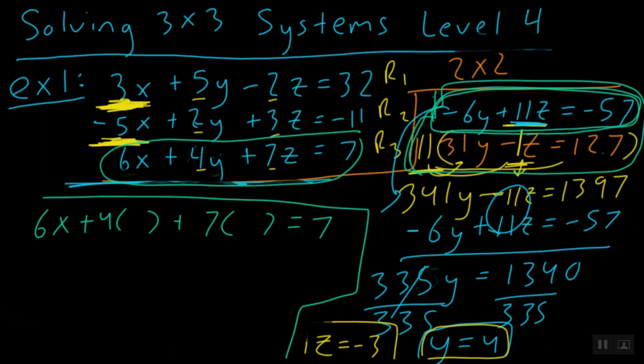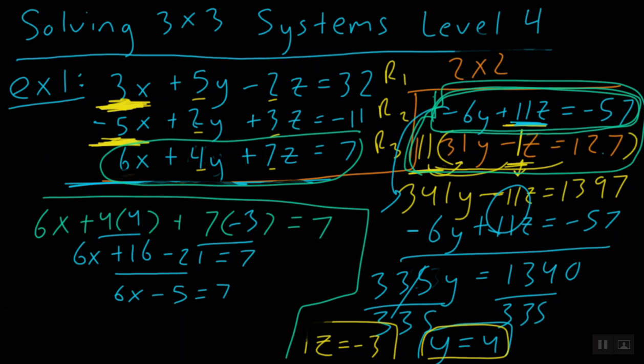Now let's plug in what we know. So let's go ahead and say, you know what? I know that my z value is -3. I know my y value is 4. Now let's work it down. So I have 6x. 4 times 4 is 16, and 7 times -3 is -21 is equal to 7. 16 minus 21, I now have 6x minus 5 is equal to 7. And y'all got this. To get rid of the -5, we add 5, and now we have 6x equals 7 plus 5 is 12. I divide both sides by 6, and I get x equals 2.